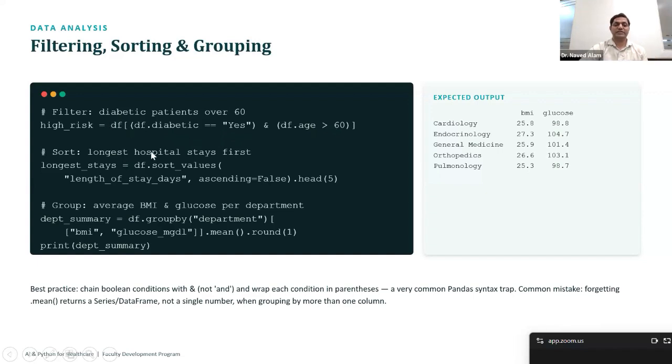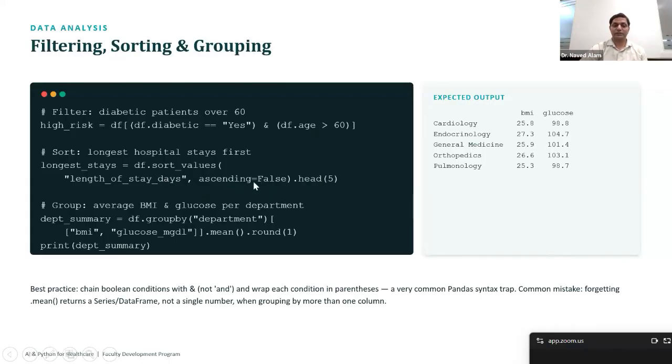Next, we can sort so that the longest hospital stay comes first. We can sort the data set in terms of longest stay using the sort_values function with ascending equal to False. If it is True, that means increasing order, and if False, it is decreasing order. With dot head 5, we look at only the first 5 rows of the data set.